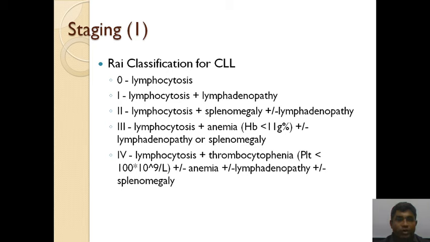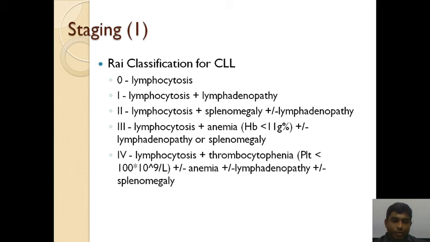Whereas in stage 1, in addition to lymphocytosis, you have lymphadenopathy. In stage 2, in addition to lymphocytosis, there is presence of splenomegaly. Lymphadenopathy may or may not be present. Till stage 2, there is no anemia or thrombocytopenia. If either of these is present, then it becomes stage 3 or 4. In stage 3, anemia is seen.